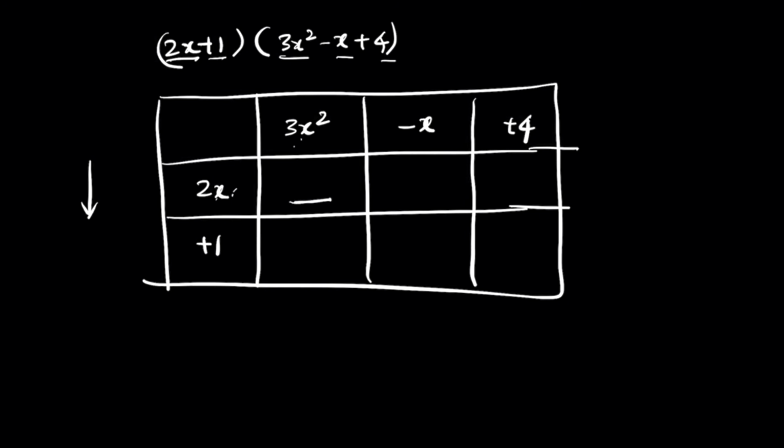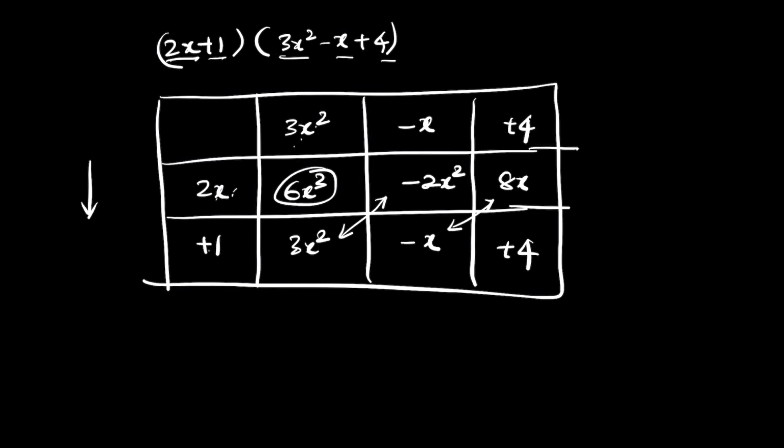So 3x square into 2x, you get 6x cube. 2x into minus x, you get minus 2x square. 2x into 4, you get 8x. Plus 1 into 3x square, we get 3x square, minus x, and plus 4. Write down each of the individual terms and add them up. The adding part combined will become your answer. So for every diagonal, add up the like terms.